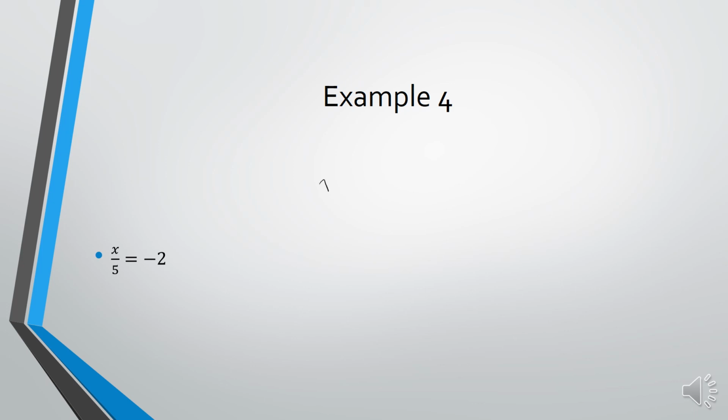Next, we're going to look at x over 5 equals minus 2. Just like we've been doing, ask yourself, why is x not alone? So what on the left-hand side is preventing x from being by itself? And the answer is this 5. The relationship between x and 5 is that we're dividing by 5. So the inverse of that would be multiplying both sides by 5.